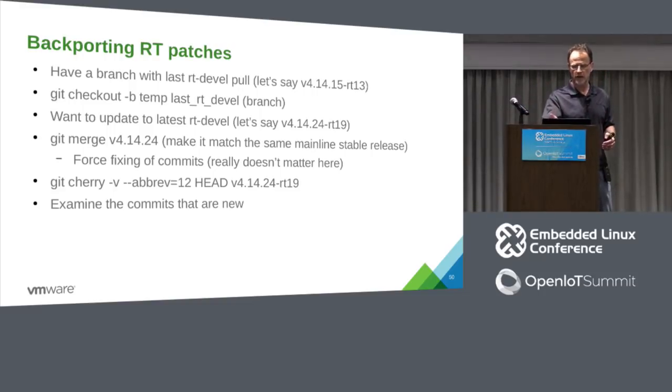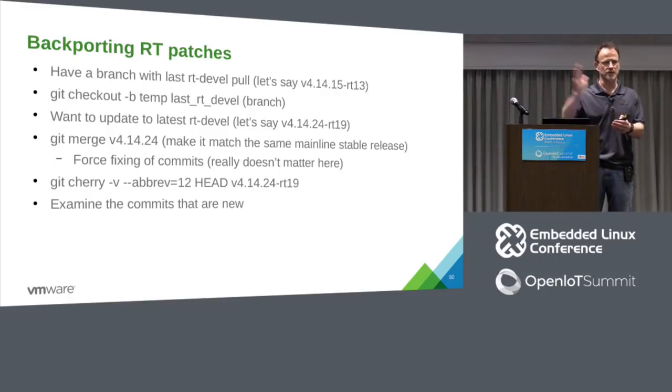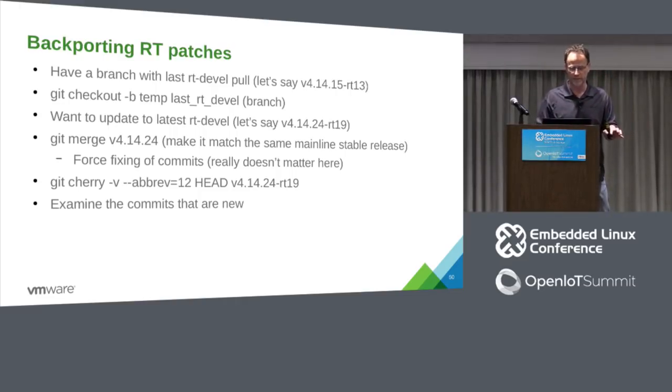So I start with my 4.14.15-rt13, pull into a branch, and pull in 4.14.24. It has a bunch of conflicts. You know what? I don't care. I save them all as is, or I go in and delete them. I don't care about the result. I only care about commits. As long as it goes up there, I just want to know what's the difference that he has. So I don't have to spend any brain power fixing the commits. Those are irrelevant. And then, how many people here know about git cherry?